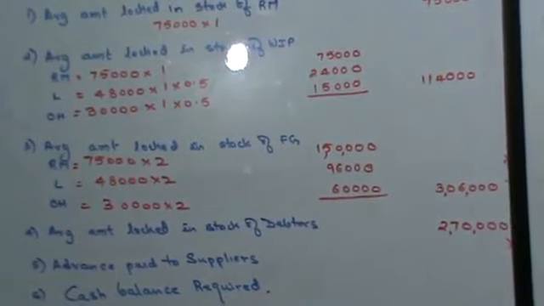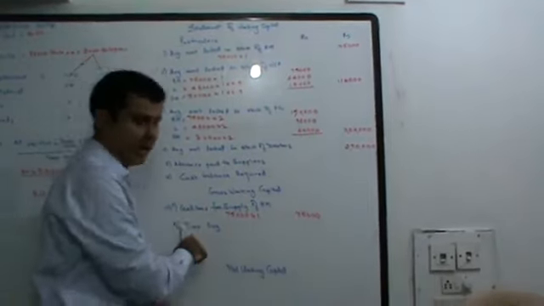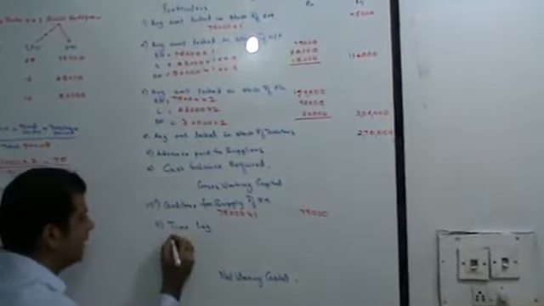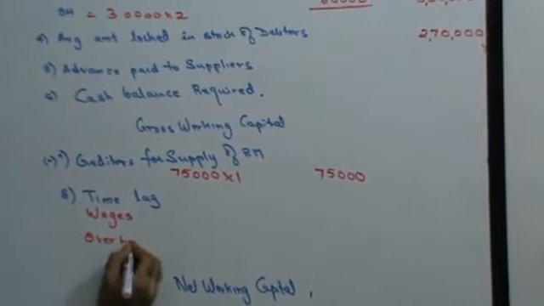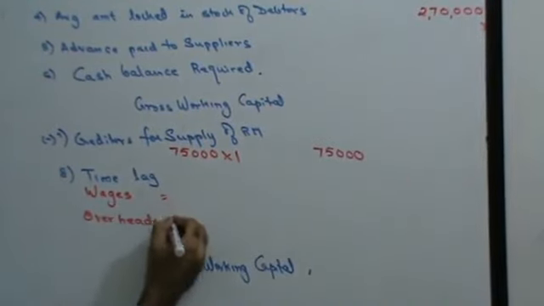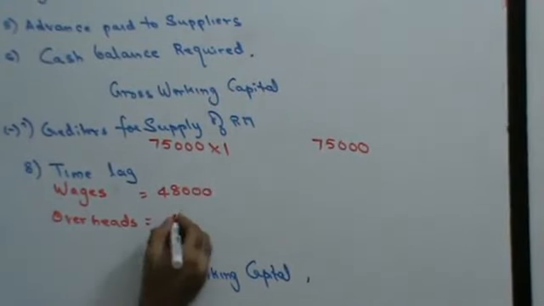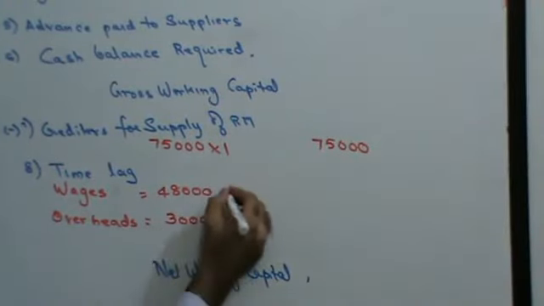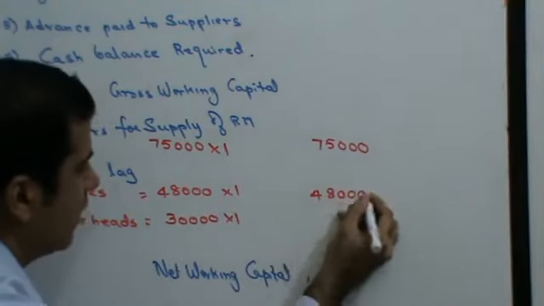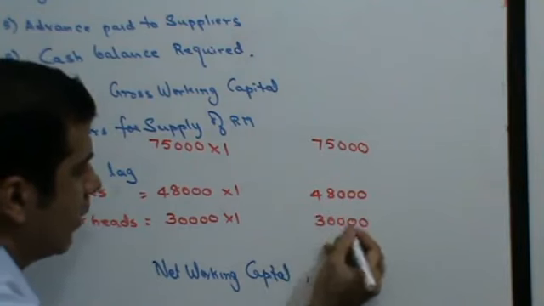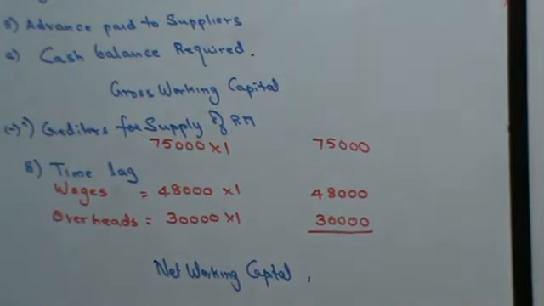Next, they are saying that time lag in wages and overheads is 1 month. Here is time lag. Now let's see this. They are saying that time lag in wages and overheads is 1 month. Wages is 48,000. We have calculated from the working note. Overheads is 30,000. They are saying 1 month. So into 1 into 1. So this is going to be 48,000 in the inner column, 30,000 in the inner column. Fine. Do we get this thing clear? Right. Let's move on ahead.